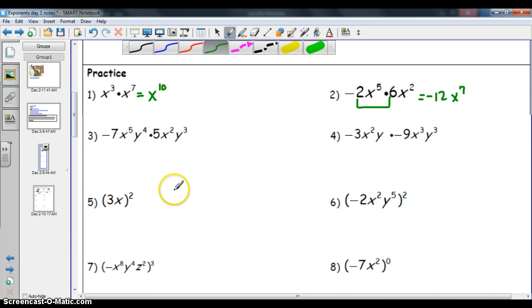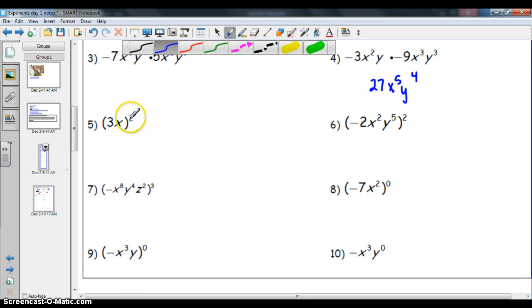So if you want to try one on your own, we'll do one more. I'll leave number 3 for you to do. Number 4, again, multiply, so 27, and then x to the 5th and y to the 4th. So multiply big numbers, add exponents.